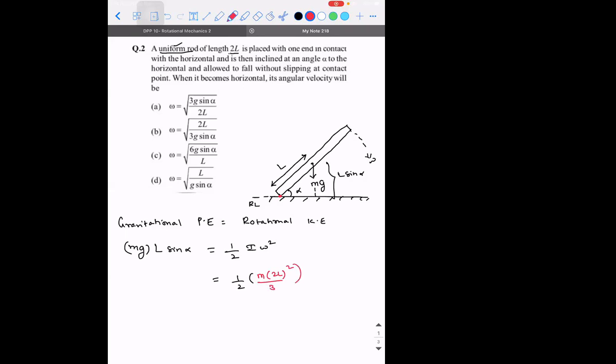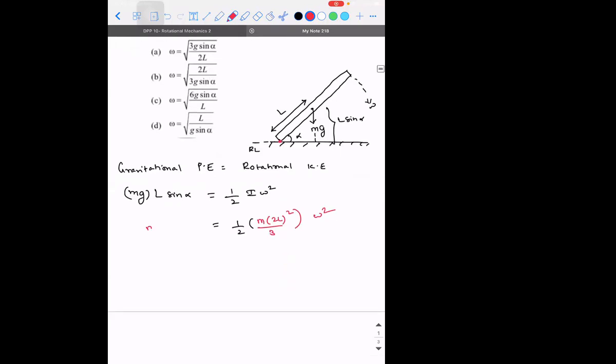You cannot keep deriving every time. The moment of inertia of a uniform rod about its center is ml square by 12. About any one of the ends it is ml square by 3. You can get it using the parallel axis theorem. Into omega square. So mg L sin alpha, m and m are gone.